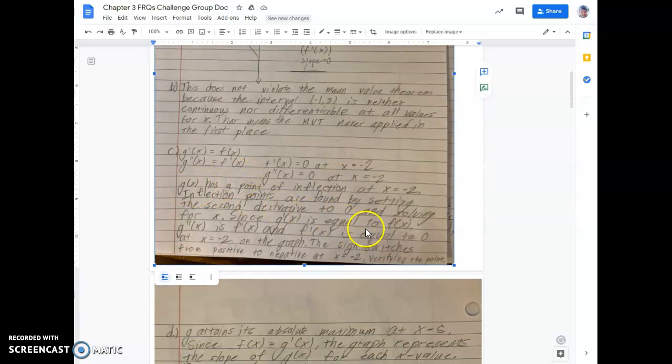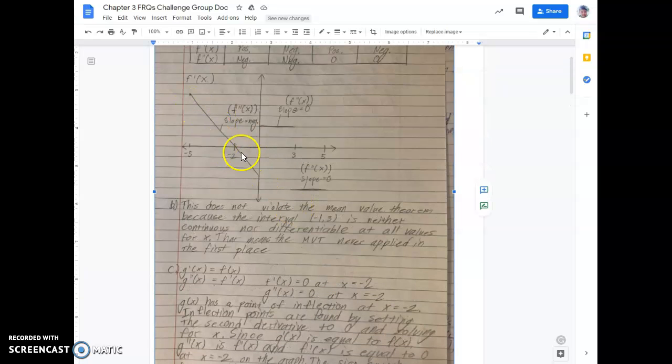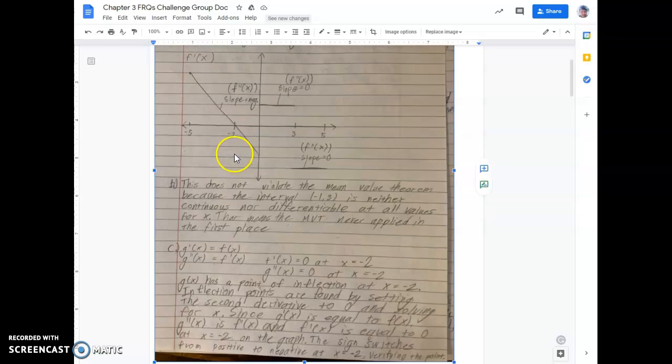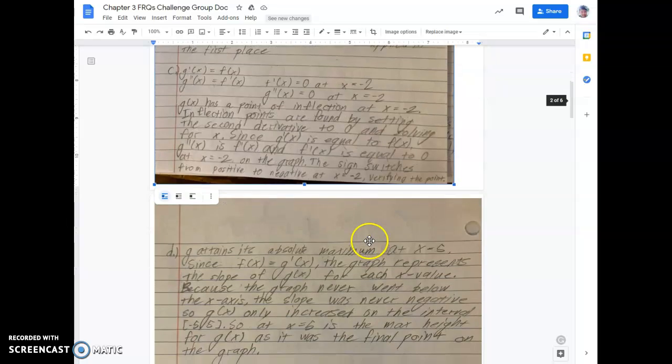And so from that, we're able to deduce that there's an inflection point at x is equal to -2 on the original g of x graph, because the second derivative of g of x is equal to the first derivative of f of x. And the first derivative of f of x is equal to 0 at -2. So that's how we can tell where the inflection point is.